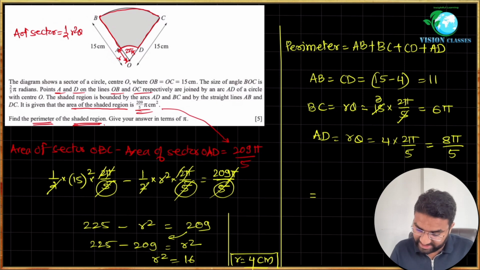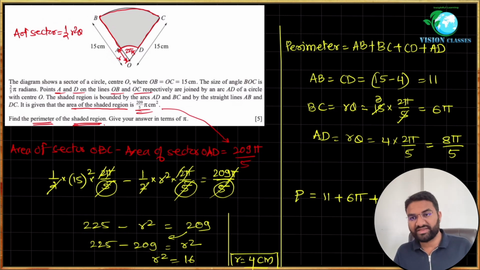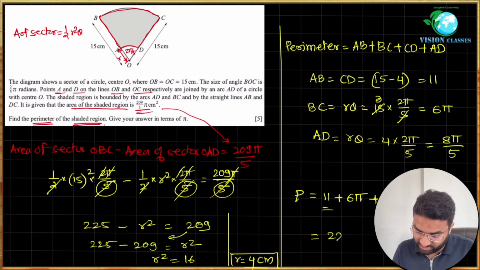So firstly, the perimeter is AB equal to 11 plus 6π, plus again 11, and CD is 11 plus 8π by 5. Now next, 11 plus 11 is 22, plus 5 times 6 is 30, 30 plus 8 is 38π by 5. This perimeter is in centimeters.